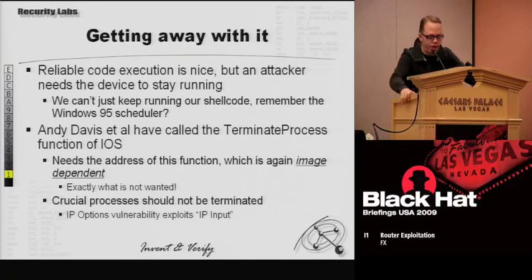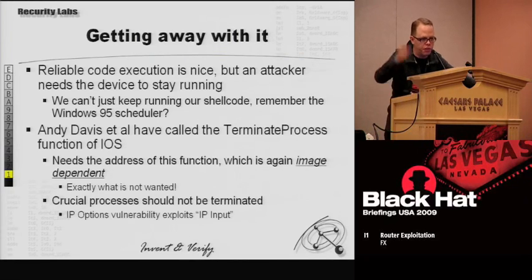Now we need to actually get away with it all. So we have reliable code execution, but it doesn't get us anything if we keep running stuff. Remember this Windows 95 scheduler? So we actually need to return from this. So how do we do that? People so far have used techniques like calling the process termination function, like terminate the process they're exploiting. Well, that is relatively nice.